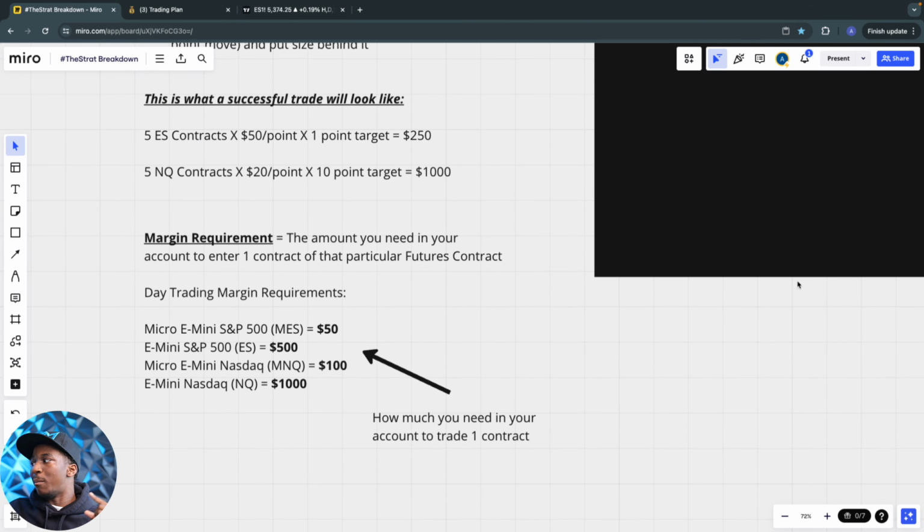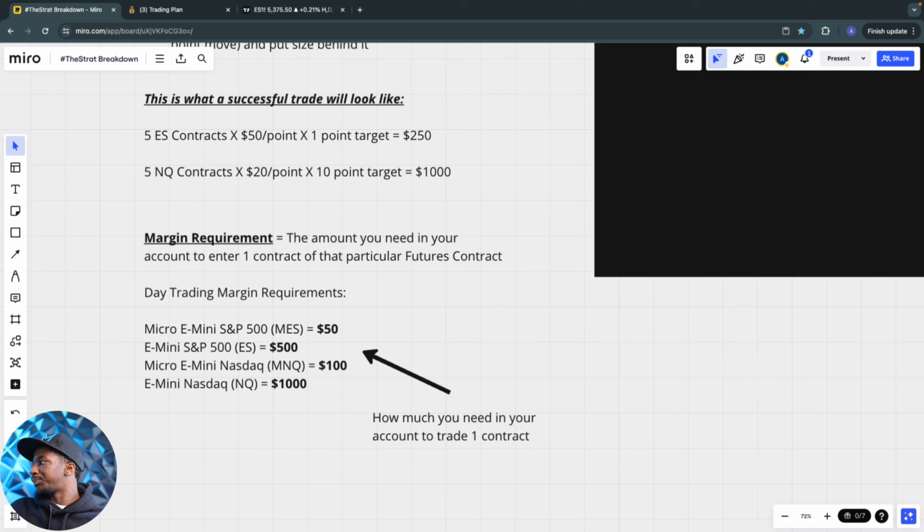There's something called margin requirement that I wanted to get into. Margin requirement basically is how much you need to have in order to get into this position. So margin requirement is how much you need to have in order to get into this position. Let me just show you. Actually, I have it right here. I'll just show you guys that right here.